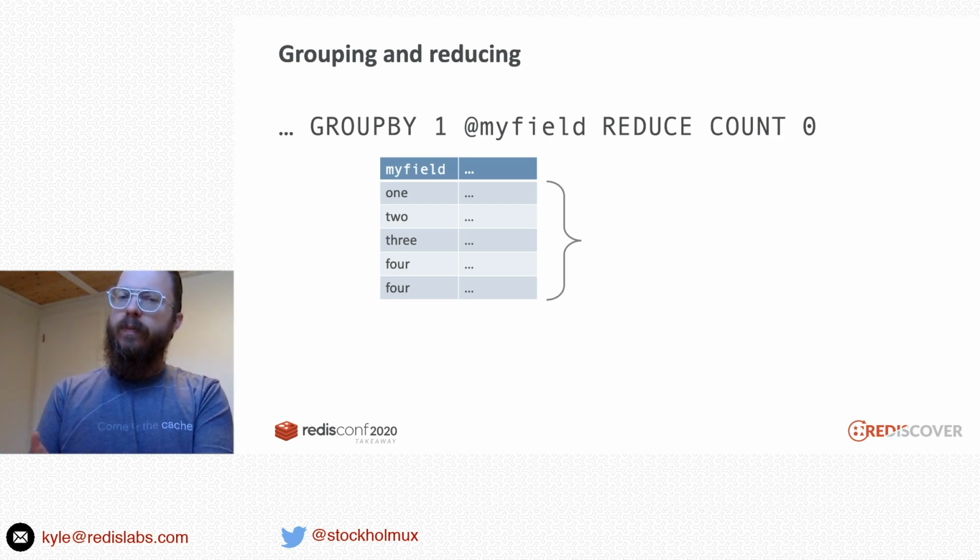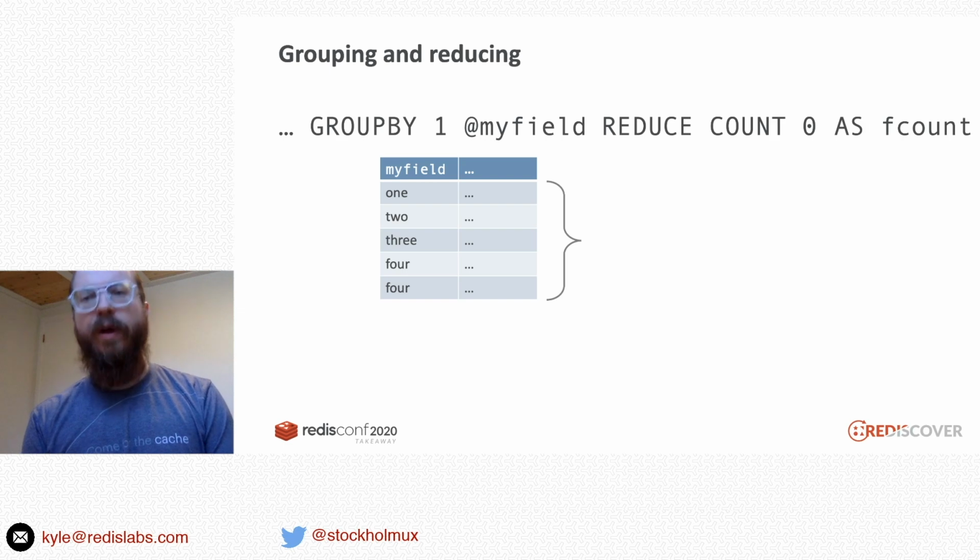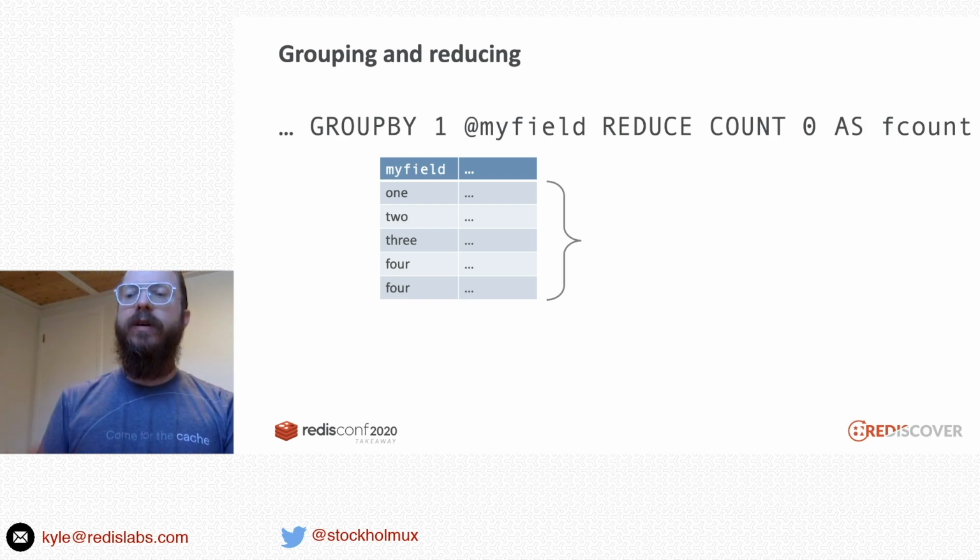What's a 0 doing there? The 0 is actually our number of properties that are coming after it. We have 0 properties here, so we just say count 0, and it's going to move on and interpret the next thing as another part of the actual command. And then we're going to say as fcount. Now, what does as do here? As will create a pseudo field for the purposes of returning those values and for manipulating them in the composable pipeline. So let's take a look at this.